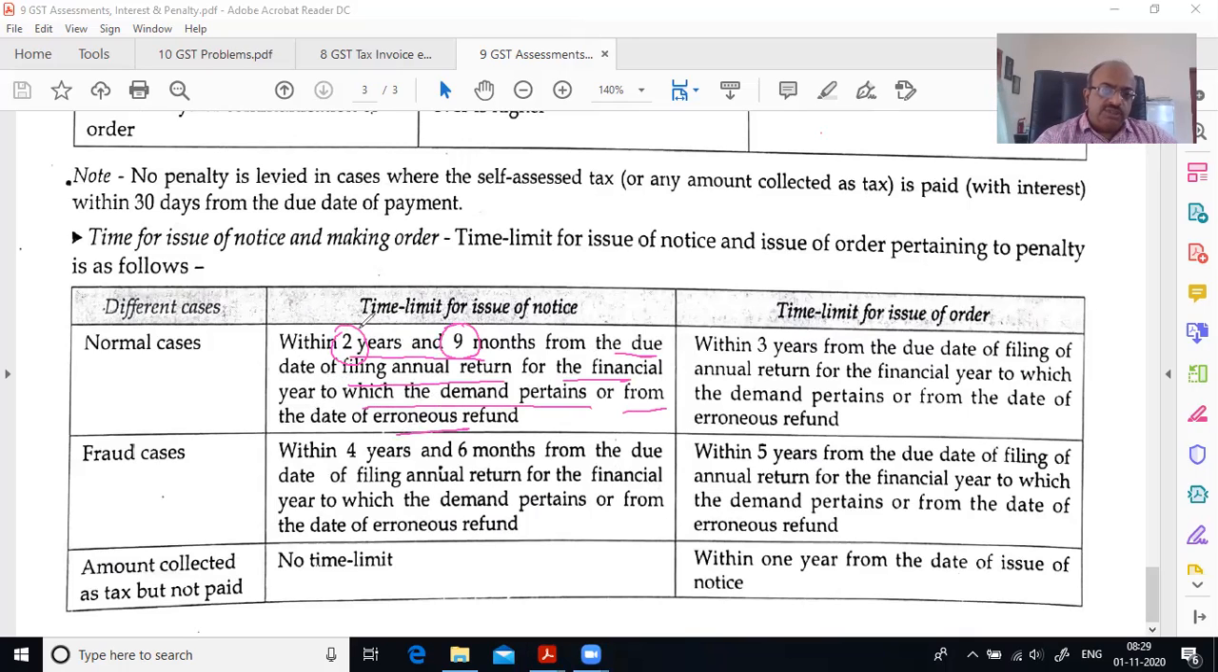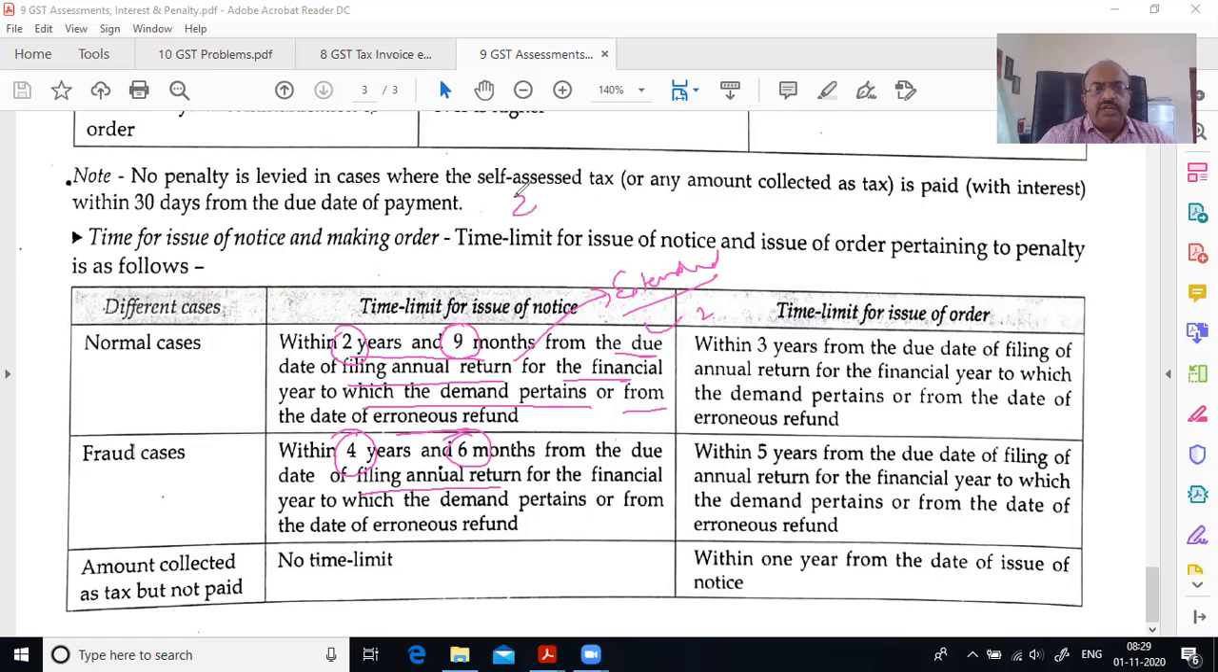So you can imagine how much time they have got from the due date of filing the annual return for the financial year in which the demand is. So from the due date of annual return, they have got so much time. In fraud cases, 4 years they have got and 6 months from the due date of filing the return. So mind you, whenever the due date of filing the annual return is getting extended, from that time you have got 2 years.